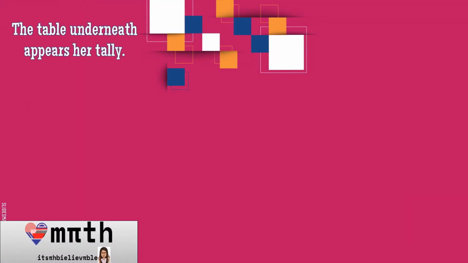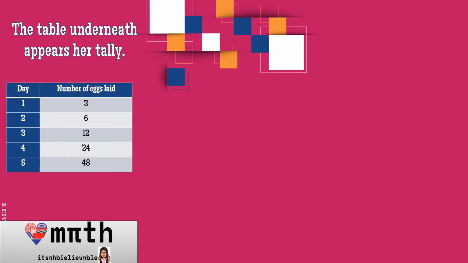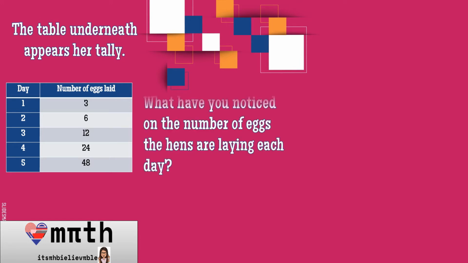The table underneath appears her tally. On day 1, we have 3 eggs that are laid. On day 2, we have 6 eggs that are laid. On the 3rd day, we have 12 eggs. On the 4th day, we have 24 eggs. And on the 5th day, we have 48 eggs. What have you noticed on the number of eggs the hens are laying each day?